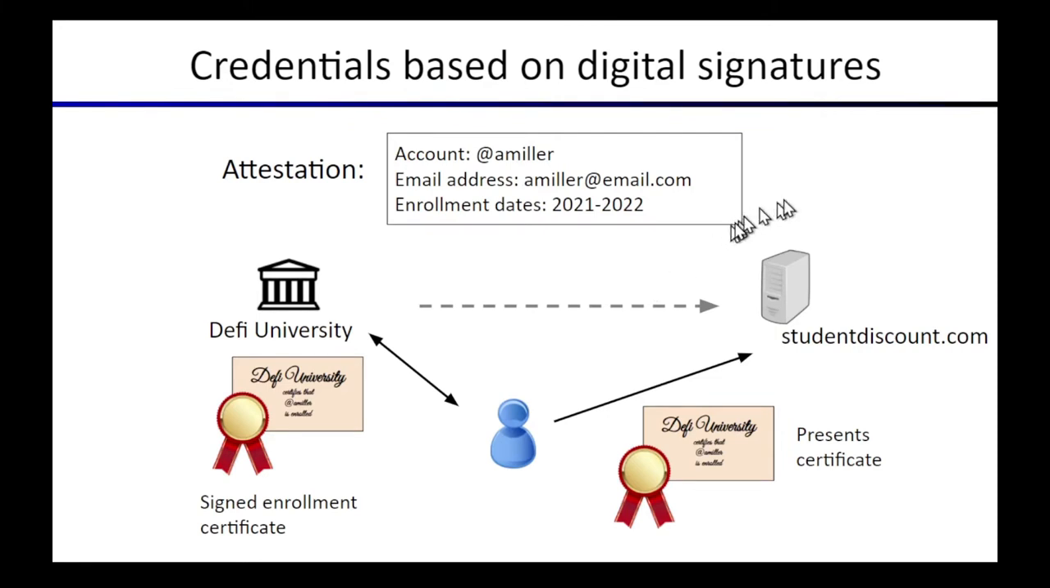Now, next we're going to look at a variation of this that provides a privacy benefit. So this attestation reveals more information than I need for the student discount. In particular, this is revealing my email address when all I care about for the student discount is showing my date of enrollment. I might want to keep my email address secret from this website.